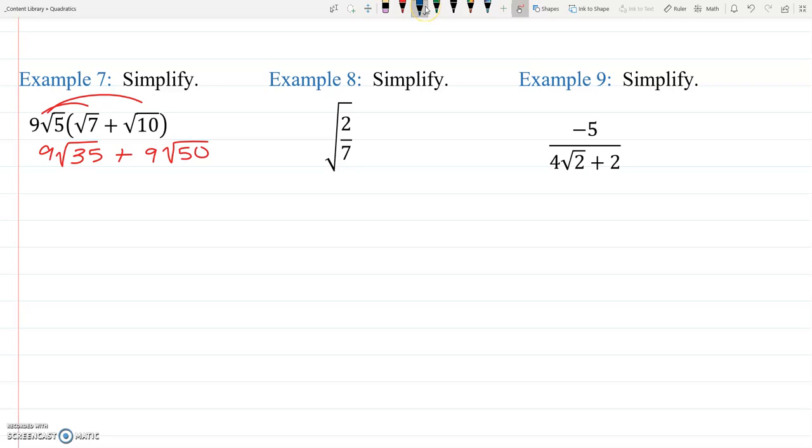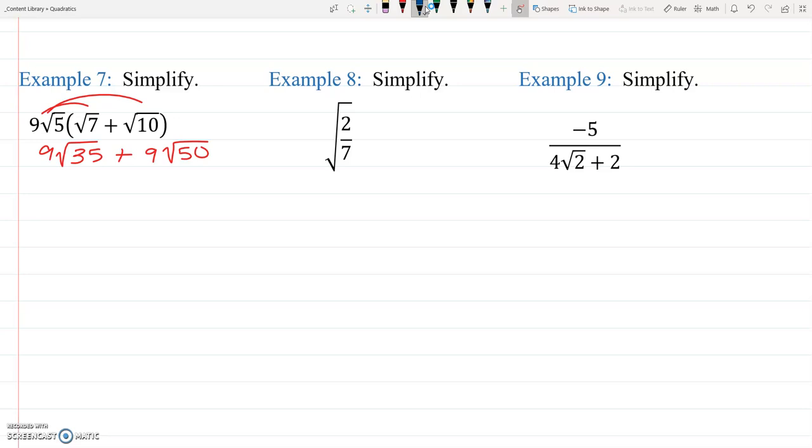Square root of 35, let's start with that. I think the only two numbers other than 1 and 35 that multiply to give me 35 are 5 and 7. Neither of which is a perfect square, so neither of them would turn into a whole number. So 9 square root of 35 is simplified. So I might be done, or at least close to done, because I can't simplify that further.